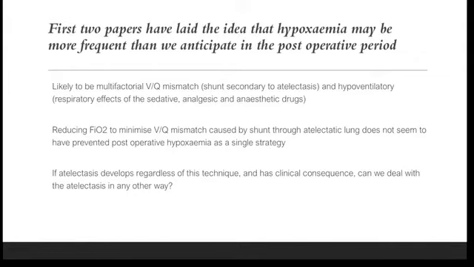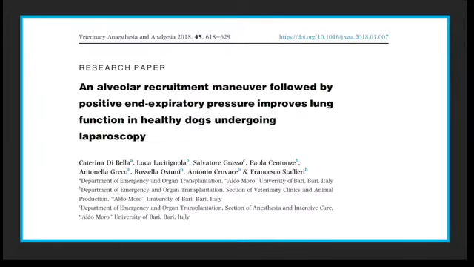Reducing the oxygen fraction to minimize this atelectasis and shunt doesn't seem to have prevented post-operative hypoxemia when used as a single strategy. So if atelectasis is developing, regardless of the oxygen fraction you use, and if it has a clinical consequence measured as hypoxemia in the post-operative period, can we deal with that atelectasis in another way? And that takes us on to the third paper.